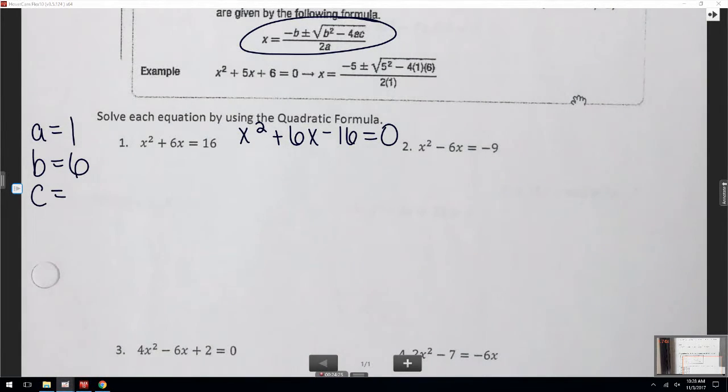Yeah. All right. What about C? What's your C? Negative 16. There you go. Is everybody okay so far with A, B, and C? All right. The more of this you can do in your calculator, the less you got to write down. We're in pre-AP. Y'all can do that.